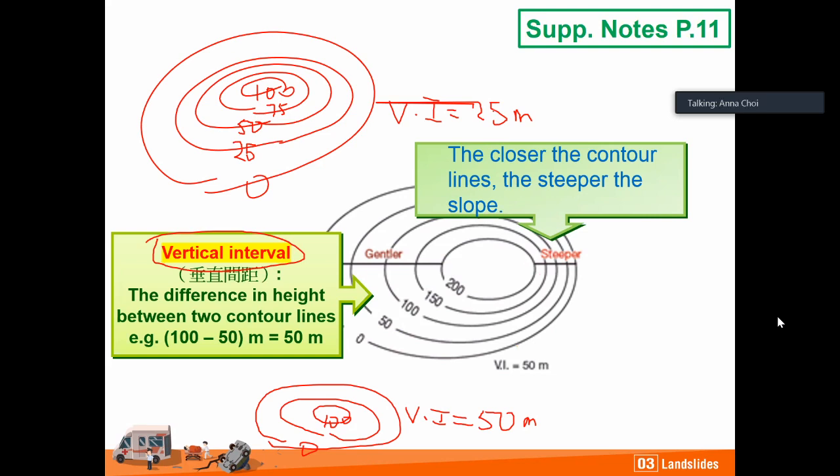Another concept I want to mention is related to the distance between the contour lines. If the contour lines are closer to each other, then we call this a steeper slope. If they are farther apart, that will be gentler. So this is somehow a relative concept. Hopefully you learned some of these concepts in grade 7.